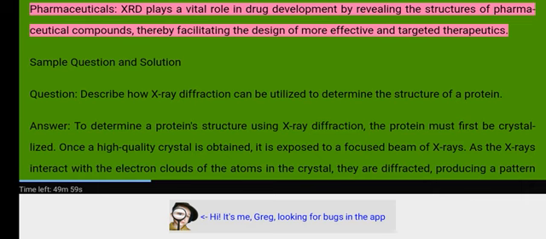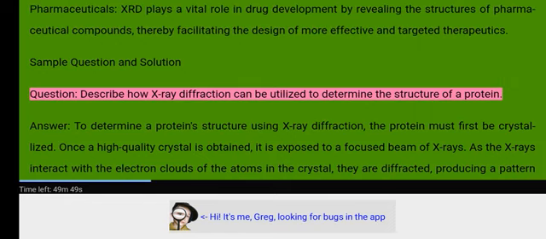Pharmaceuticals. XRD plays a vital role in drug development by revealing the structures of pharmaceutical compounds, thereby facilitating the design of more effective and targeted therapeutics. Sample question and solution. Question.